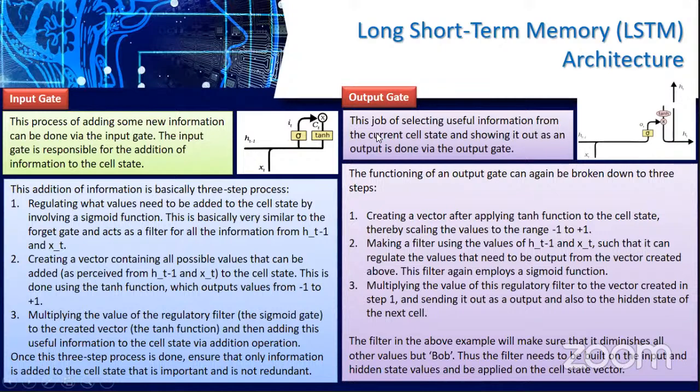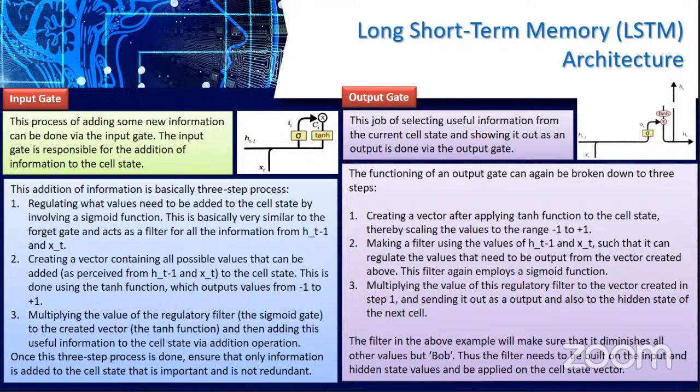Now, let's go to the output gate. What an output gate will do is, it will try to select useful information and show it on the output. So what will be the steps? It will first create a vector after applying the tanh function to the cell state, and it will have values ranging from -1 to +1, right?